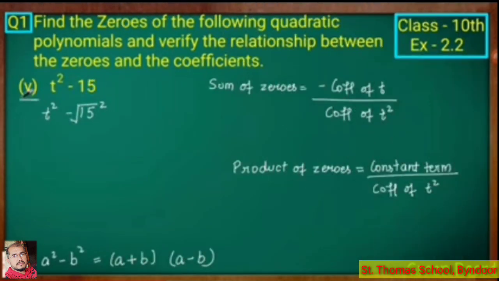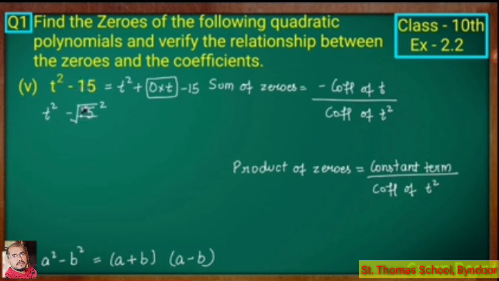Now move to the next problem, the fifth one: t square minus 15. In the previous problem u square and u were there. Here it is t square minus 15 and t is not there. So we have to write it in this form: t square plus 0 into t, and 0 into t is 0 only. Then minus 15. So t square plus 0 into t minus 15 we have to write. It is our standard form.